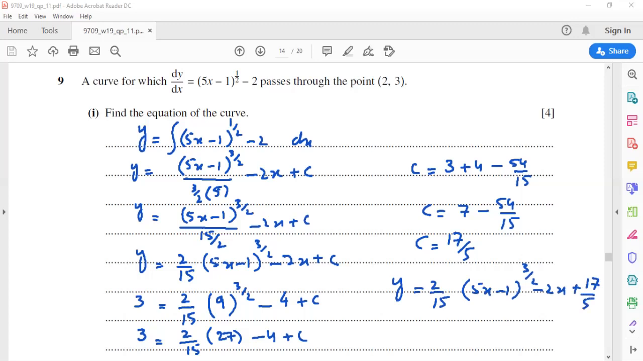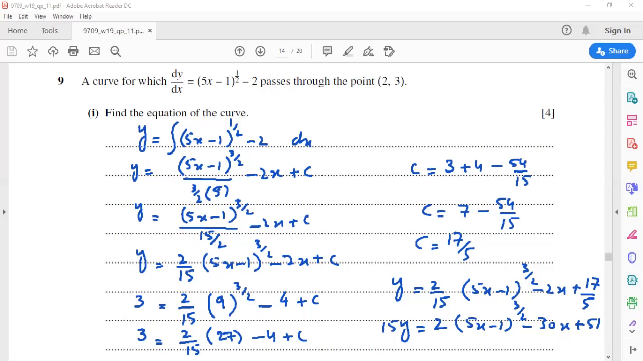At the most, what we can do is multiply by 15 and simplify a little bit more. That is 15y is equal to 2 into (5x minus 1) power 3 over 2 minus 30x plus 51. So this is your solution for this.